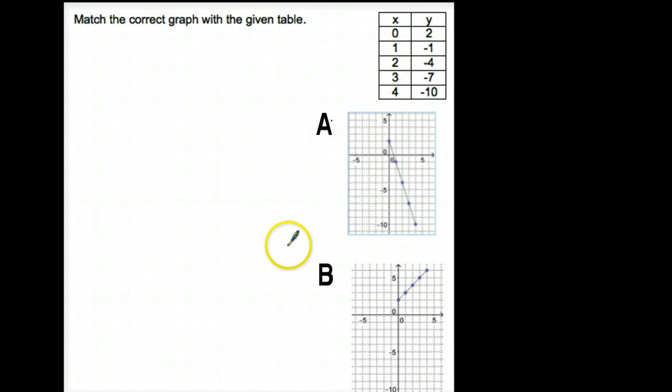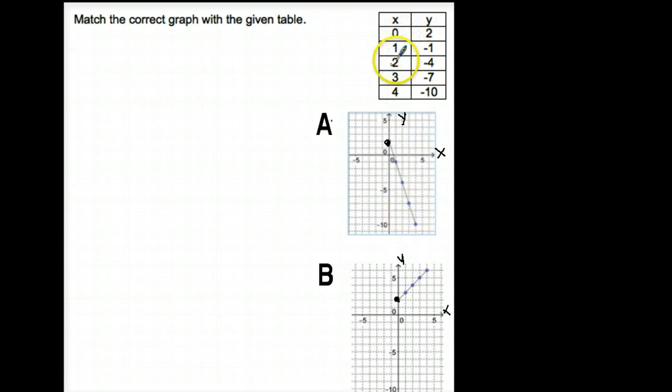The next problem we're going to be looking at is asking to match the graph with the given table. So we have to look for these points on one of these two graphs. So I'm going to look at the point 0, 2. So again, I have my x and y axis. And we can see that both graphs have a point at 0, 2. B has a positive slope, and A has a negative slope.